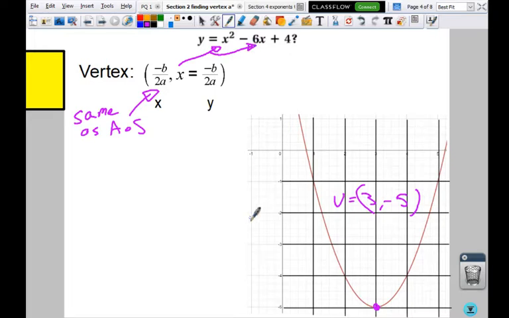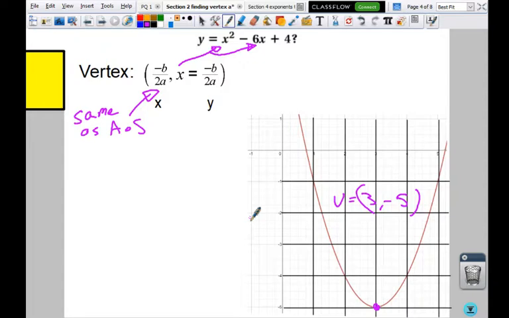Same as AOS? That part? No, the inside the vertex. Oh, this is negative b over 2a, comma, x equals negative b over 2a. Which is just kind of a way of saying your vertex is this: the x in the vertex is the same as the axis of symmetry.